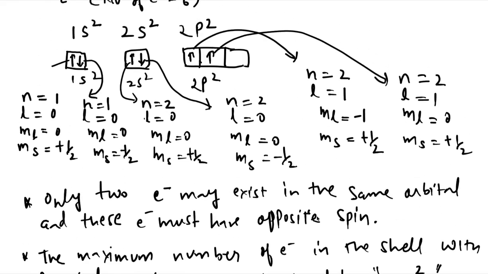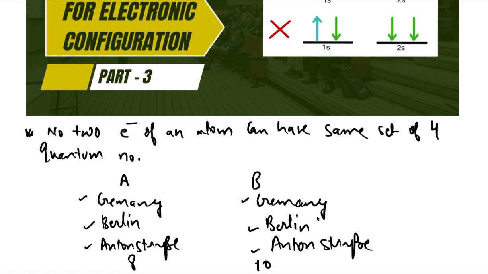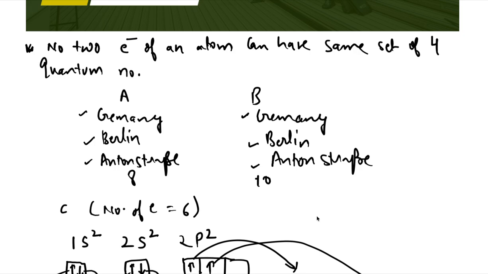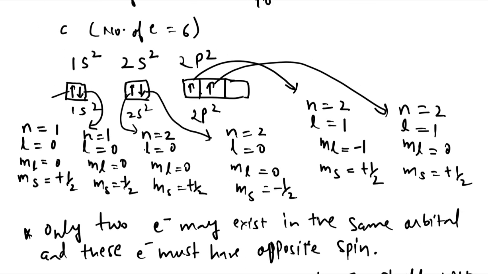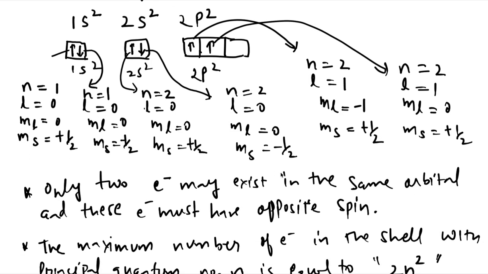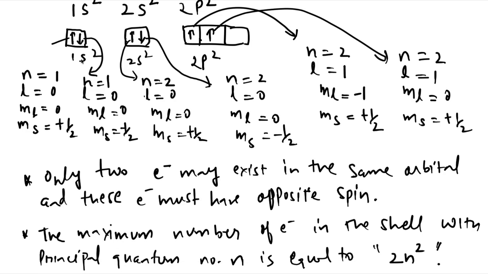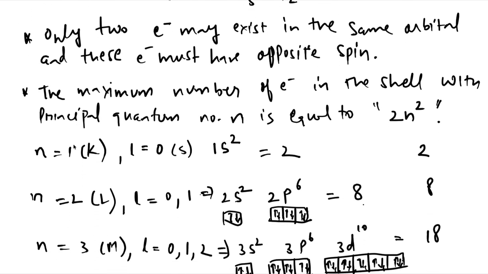So just a short recap. As per the Pauli exclusion principle, no two electrons of the same atom can have the same set of 4 quantum numbers, which we proved with the help of carbon. Then it also says that in a particular orbital, the maximum number of electrons that can be present is 2, and both should have opposite spin. And another statement says that the maximum number of electrons present in a particular shell, that is K shell, L shell, M shell, is given by 2n square, where n represents the shell number, the principal quantum number, right?